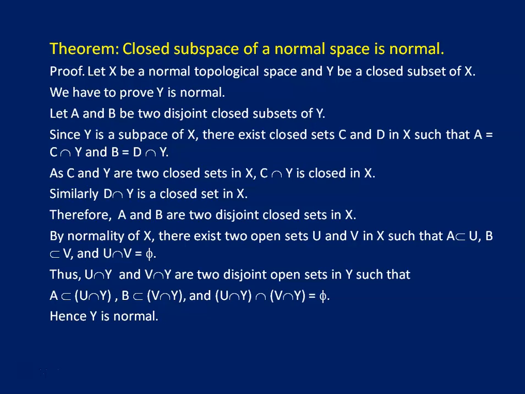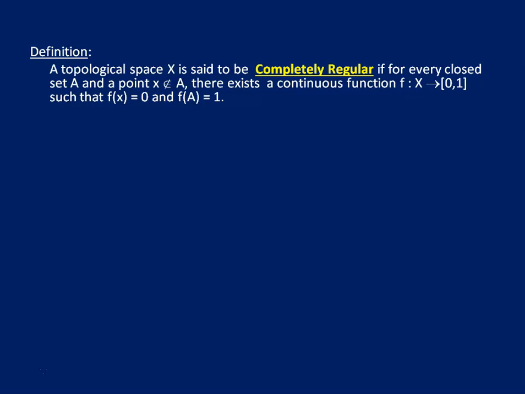So we have proved that a closed subspace of a normal space is normal, whereas a subspace of a normal space need not be normal. Here we have another separation axiom, completely regular space. A topological space X is said to be completely regular if for every closed set A and a point x outside A, there exists a continuous function f from X to the closed interval [0, 1] such that f(x) is equal to 0 and f(A) is equal to 1.